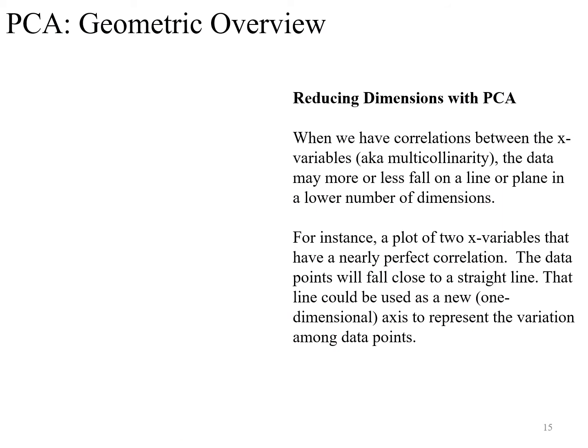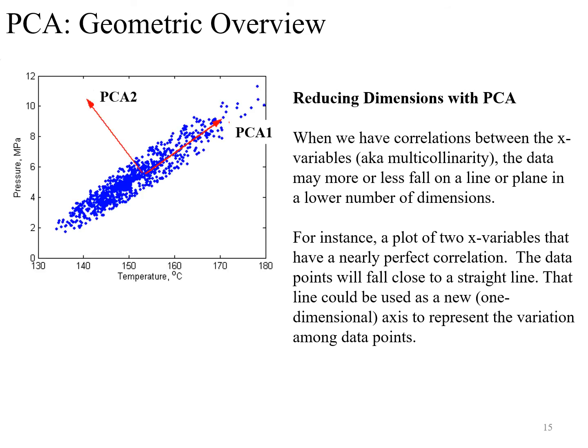So when we have correlations between X variables, and we call this multicollinearity in the context of regression, the data may more or less fall on a line or a plane in a lower number of dimensions. So, for instance, a plot of two X variables may have a nearly perfect correlation. The graph on the left there has a good correlation. It's not perfect. And those data points fall close to a straight line, okay?